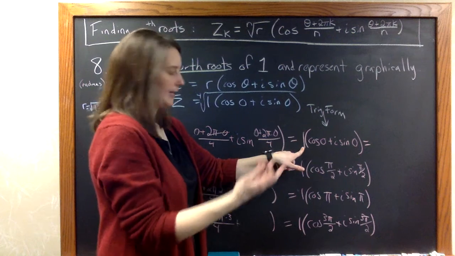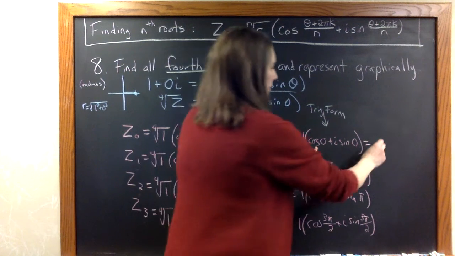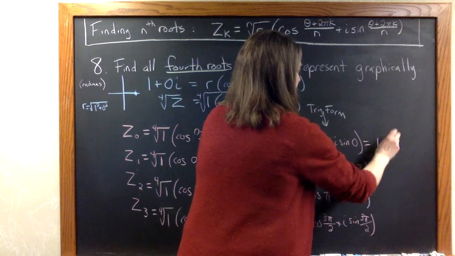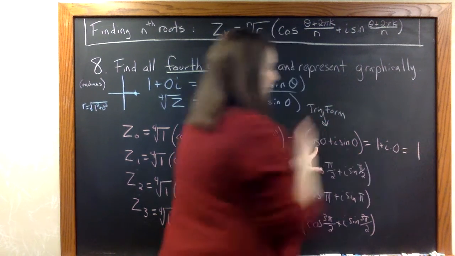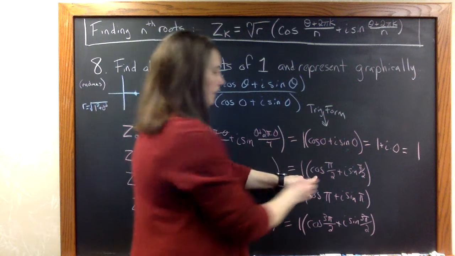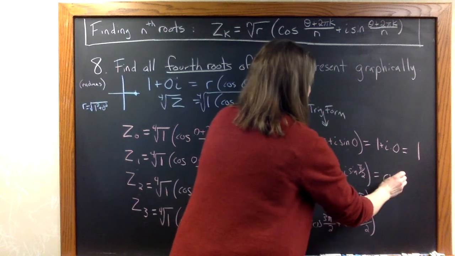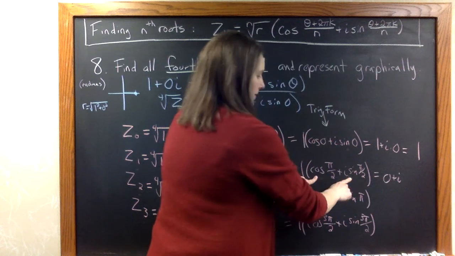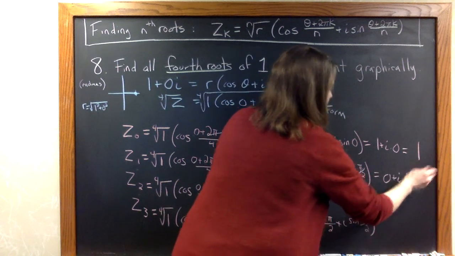The 1 on the outside is not going to matter. So the cosine of 0, think about your unit circle. Cosine of 0 is 1. Sine at 0 is 0. So that solution is actually the number 1. Here, we're going to evaluate that. Think about your unit circle. Cosine of pi over 2 is 0. Sine of pi over 2 is 1. So this answer is i.